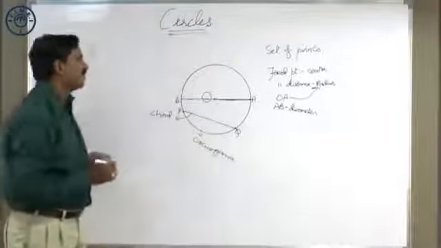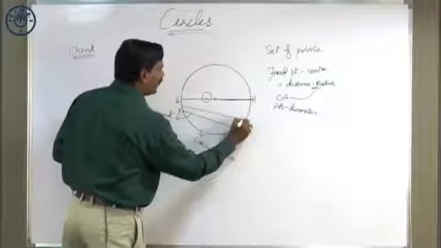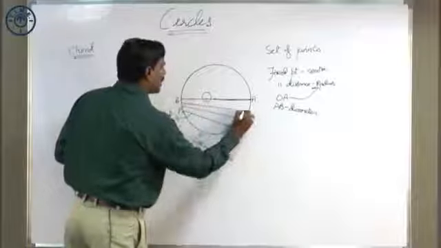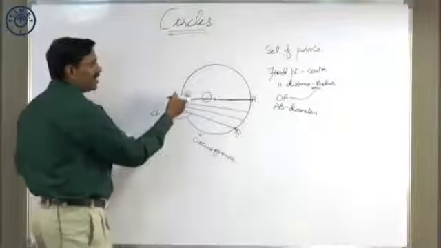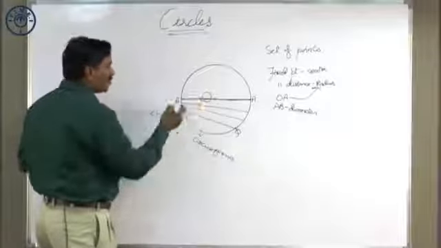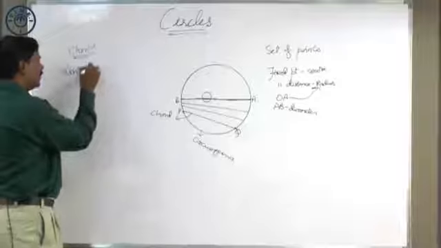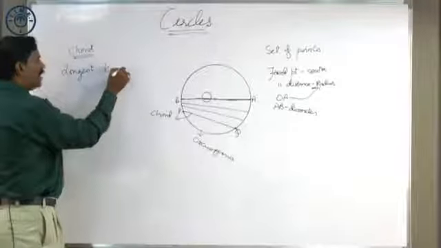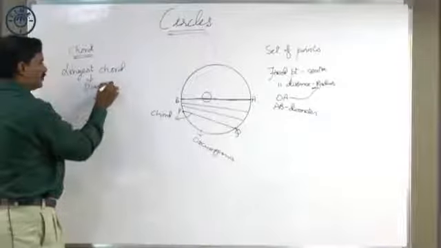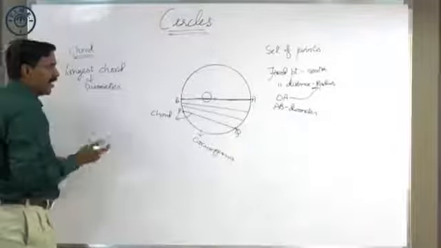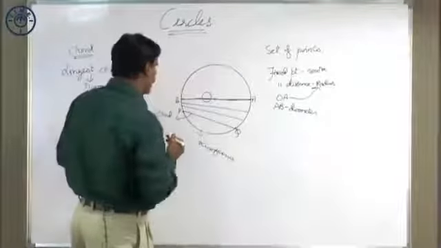Okay. And if you are drawing different chords of different lengths in a circle, can we say AB is also a chord we will be having or not? And AB is nothing but the diameter, already I have mentioned. So what we can say is the longest chord in a circle is nothing but its diameter. Okay. This is what we have studied even in school days also, right? Longest chord in a circle is its diameter.